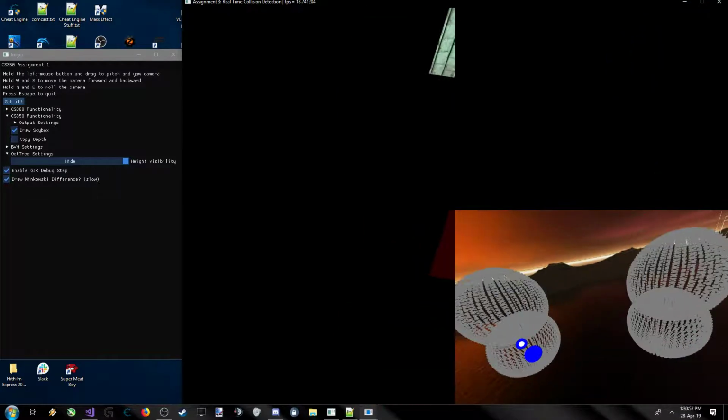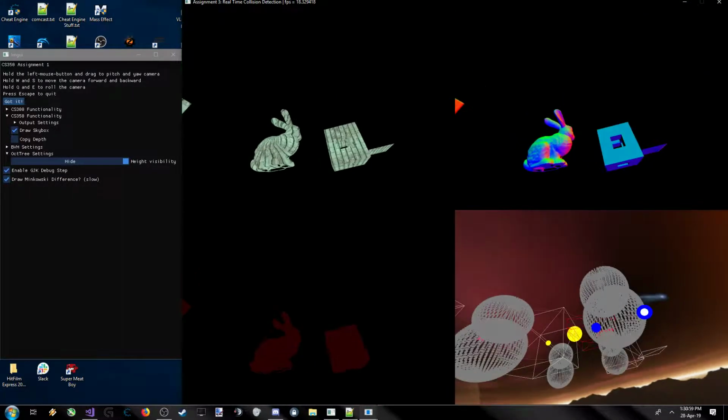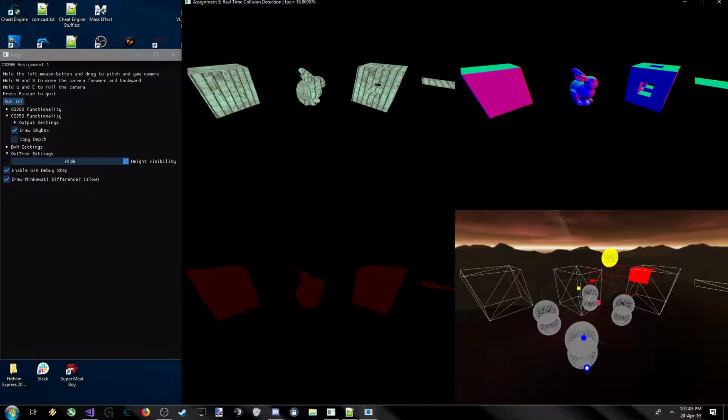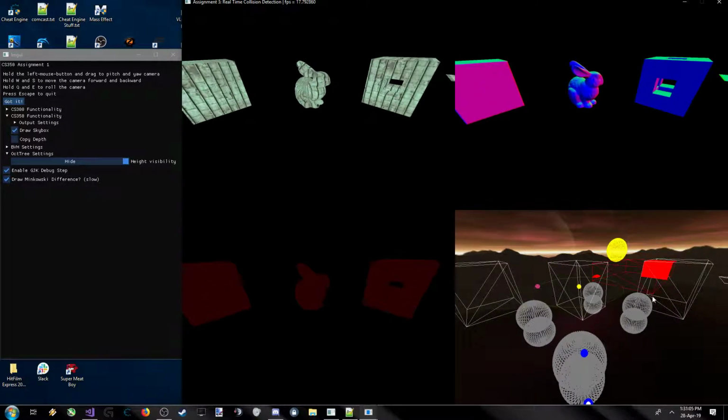Okay, so each gray point is a point on the Minkowski difference of the two shapes. So for every point on the bounding box, I have subtracted every point on the sphere, and that's my dog.